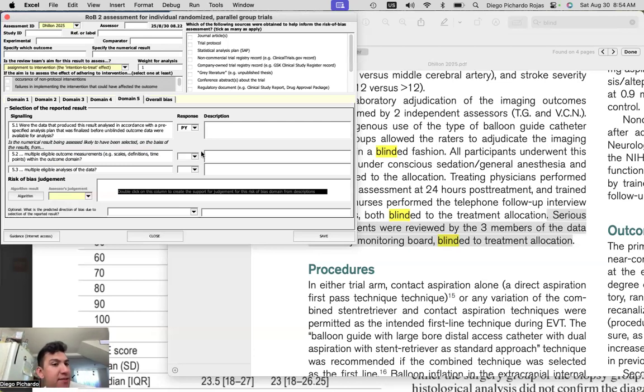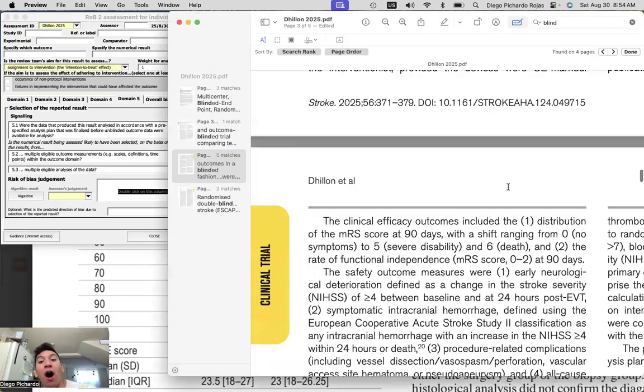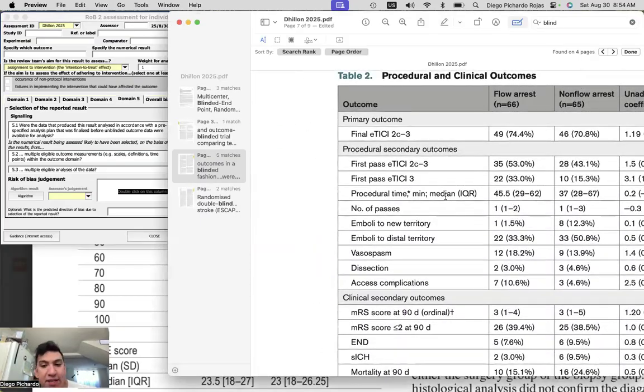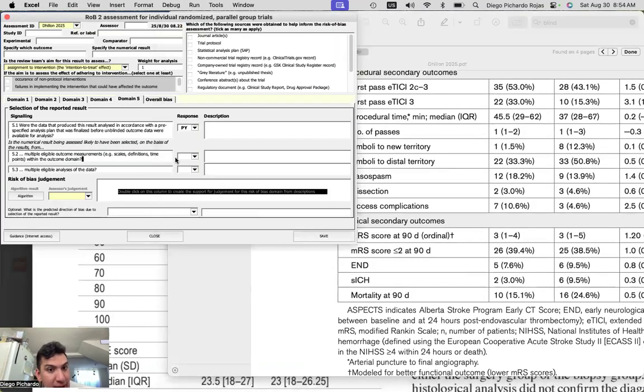In this case, all of the evaluations were done at a single moment without any variation, which was at 90 days. So for multiple outcome measurements, no, there were not multiple measurements. It was only one measurement.